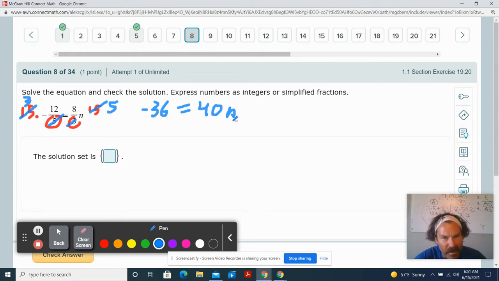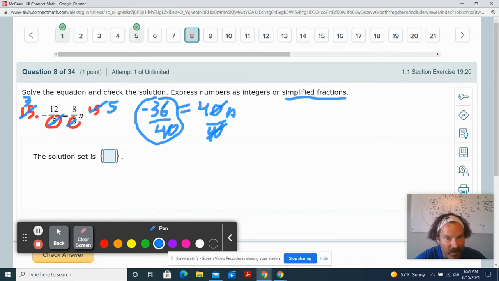Now we need to solve for n, so we have to get rid of this 40. The n's on the right-hand side, so I'm going to divide both sides by 40. I divide by 40, these 40s cancel. And here's my answer, but I don't believe this is simplified. They want the answer to be simplified fractions.